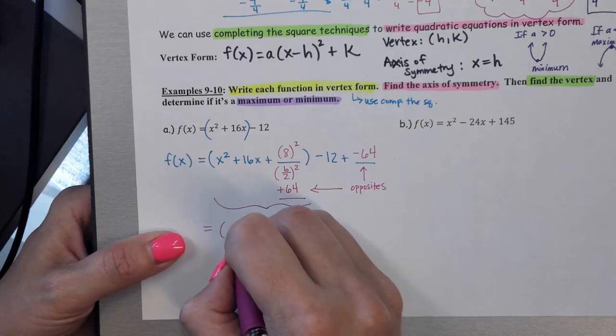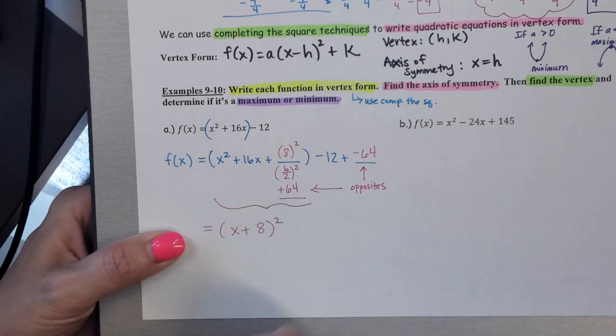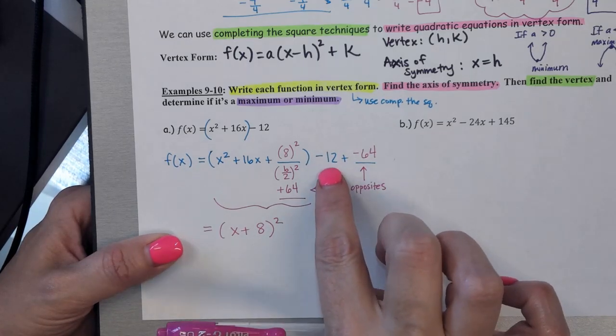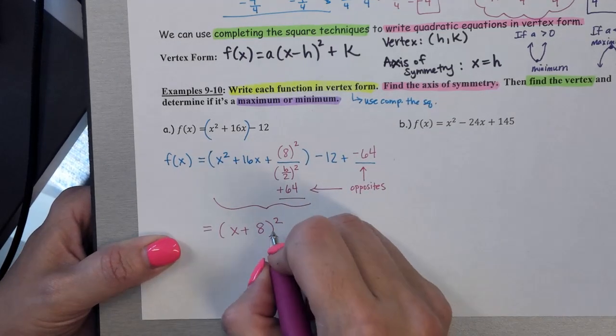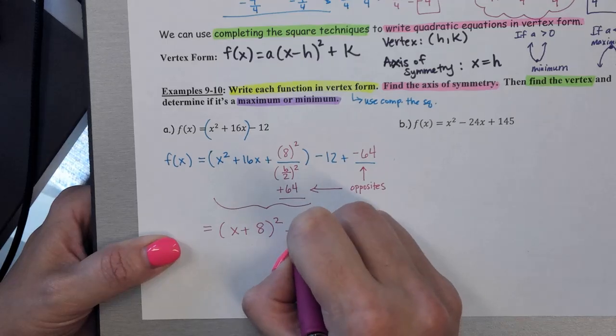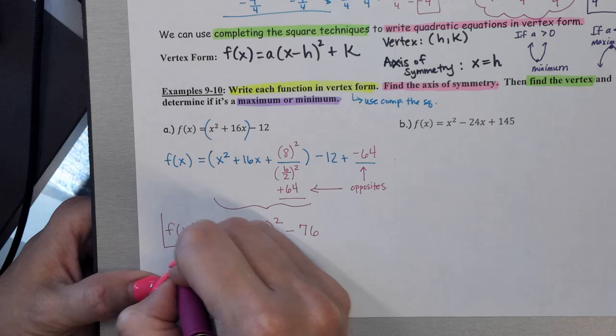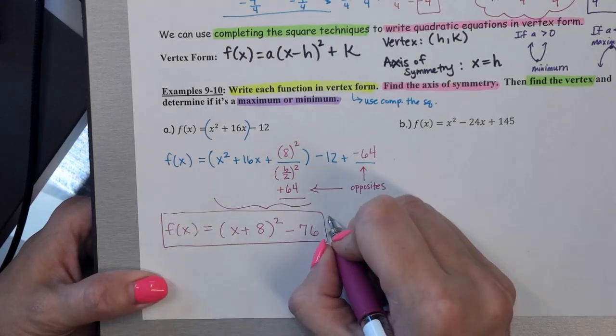You're going to factor. You're going to combine your like terms. Negative 12 and negative 64 is going to be negative 76. This is your equation.